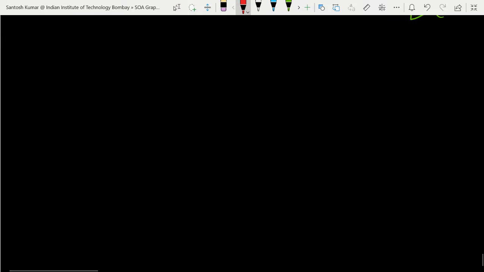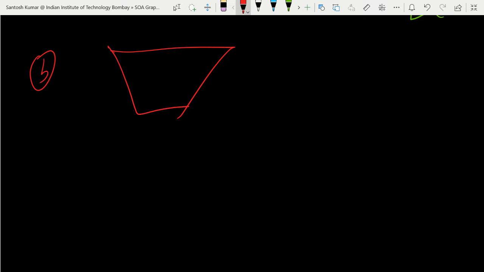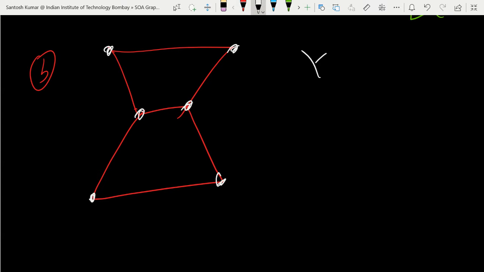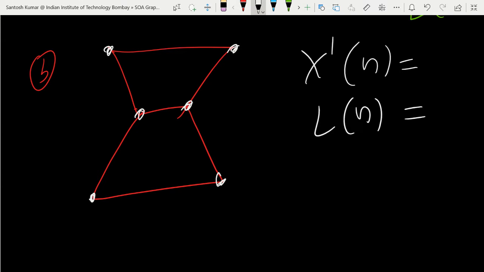Similarly, part B is, so the graph in part B. Okay, so this is a graph. So tell me, what is the chromatic number and what is the line graph? We have to tell both things for the graph. Oh, one minute. Let me add this, it is also joined. Yeah, now it is the graph.